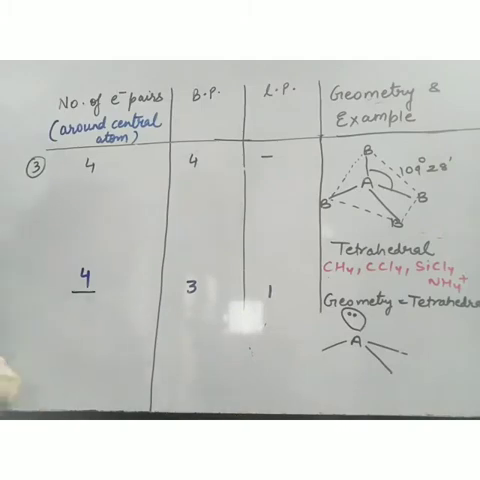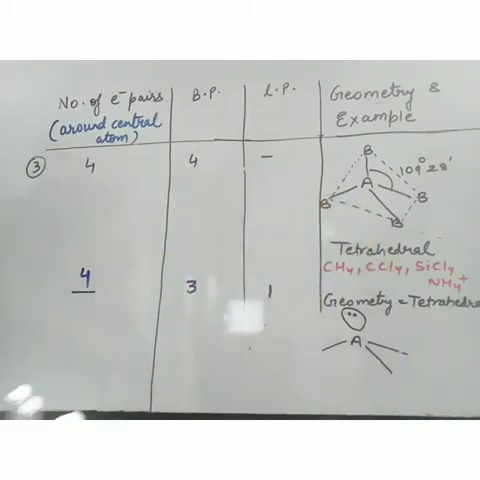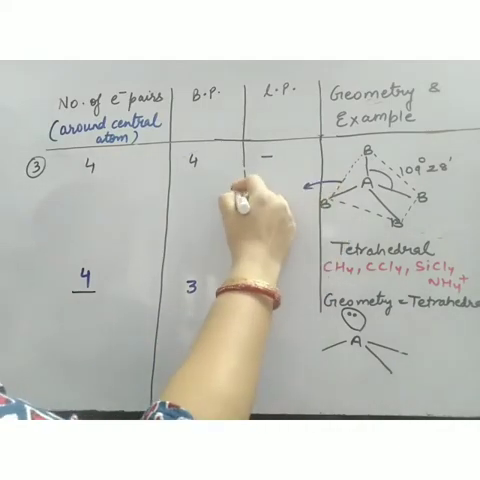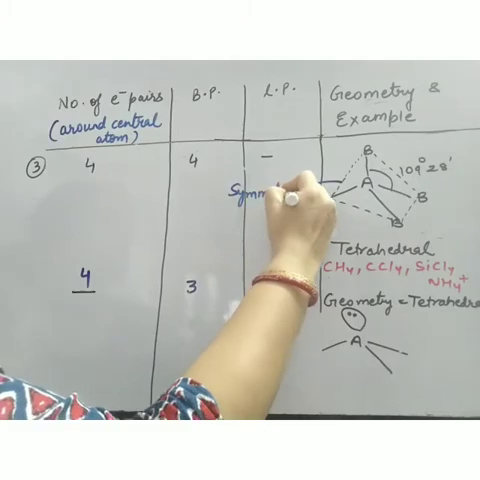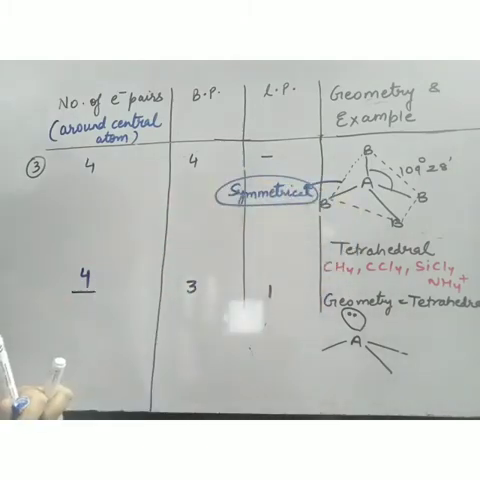Okay, now listen one thing carefully. When the molecule has only bond pairs, the shape of the molecule is said to be symmetrical. Symmetrical means the repulsions are less, because we know that the bond pair repulsions are very less. So such molecules are said to be symmetrical. They have symmetrical shapes, they are symmetrical in nature, or they have regular geometry. No lone pairs are there.